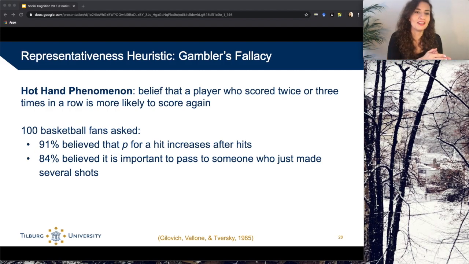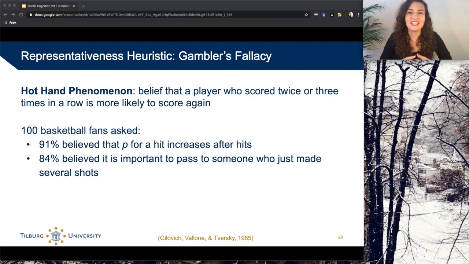And again, a huge majority believe that it's important to pass the ball to someone who just made several hits because they're on a roll. They have a hot hand. But of course, one hit and another should probably be treated as random events.